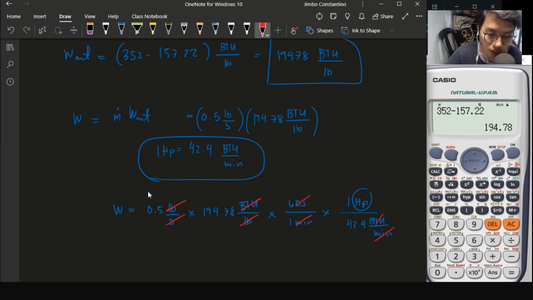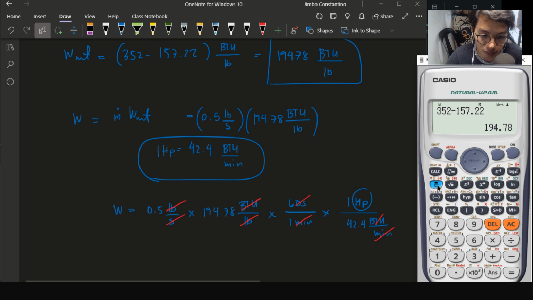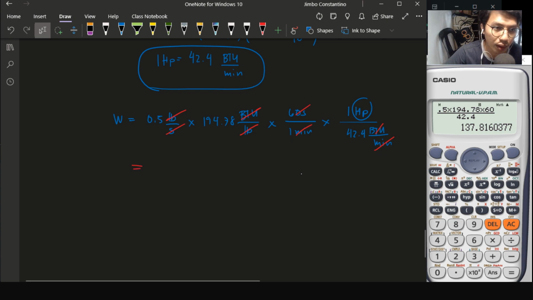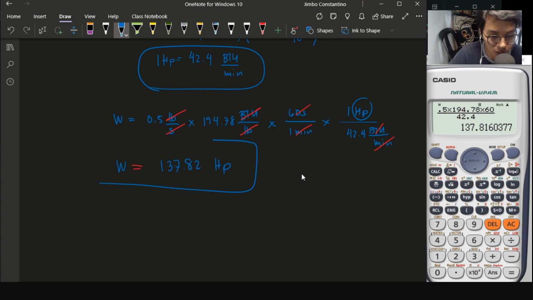Okay. So, calculate natin for the last part of our problem. 0.5 times 194.78 times 60 divided by 42.4. The answer is 137.81. Ayan, ang huli nating answer. Work is 137.82 HP. Okay, that will be all for that problem.